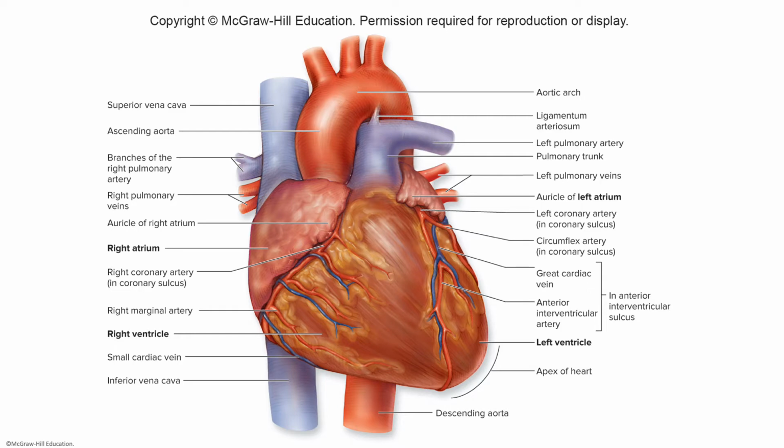And then once the blood picks up oxygen in the lungs, it returns back to the heart as your left pulmonary vein and right pulmonary vein into your left atrium. From the left atrium, blood goes into your left ventricle, and from your left ventricle, that oxygenated blood then gets sent out through the systemic circulation through your aorta into the tissues of the body.